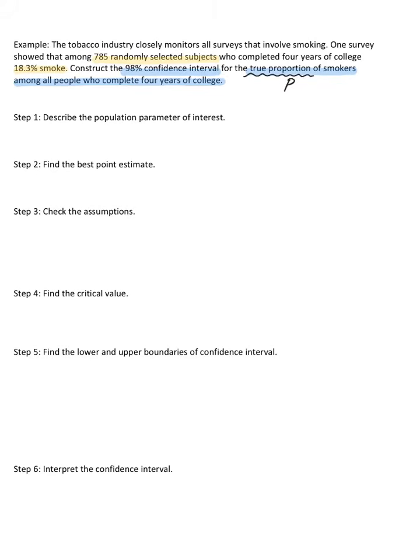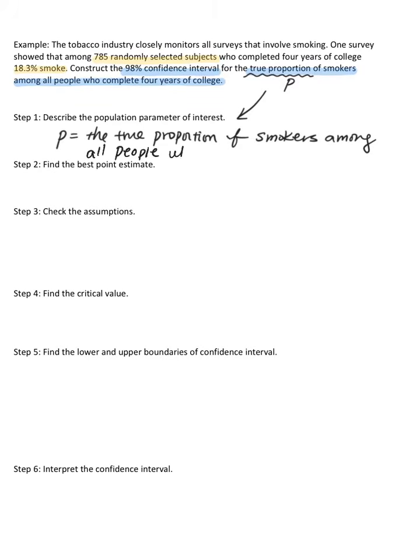Step 1, describe the population parameter of interest. There you go. So let's explain. P is the true proportion of smokers among all people who complete 4 years of college. So that's step 1.